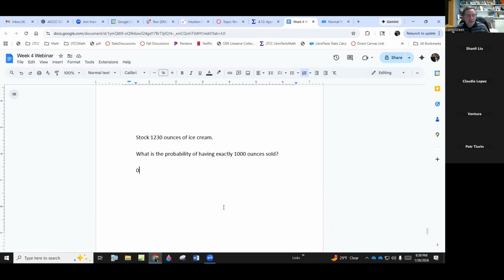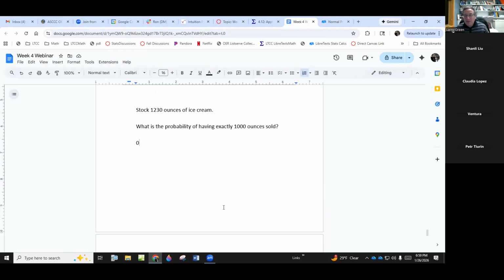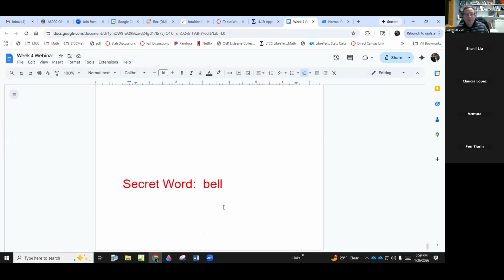Okay. All right. So I did promise this to be a little shorter. Our last thing to do is the secret word. The secret word is a word that you guys weren't able to say when I started the webinar. It's funny, when I asked what shape is the normal distribution, you didn't remember. So it is a bell shape, bell, and that is the secret word for this week 4 webinar: bell.